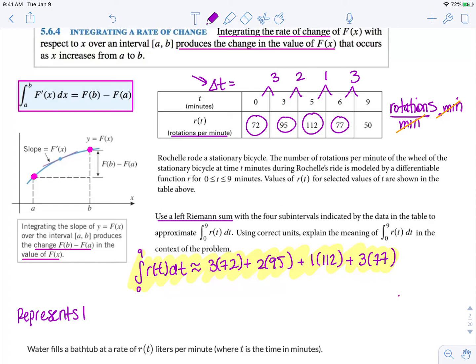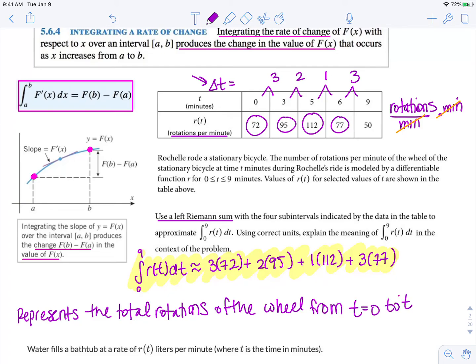the total rotations of the wheel from t equals 0 to t equals 9 minutes, right? Because if we take rotations per minute and multiply by minutes, we're just left with the total rotations over that time.